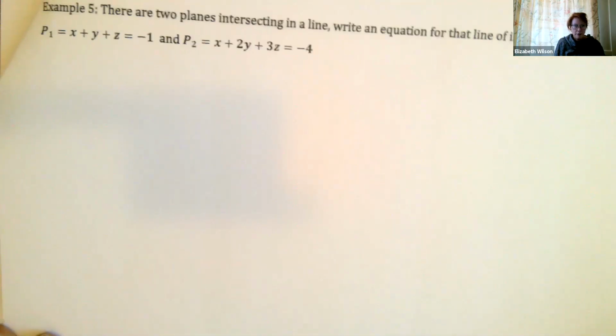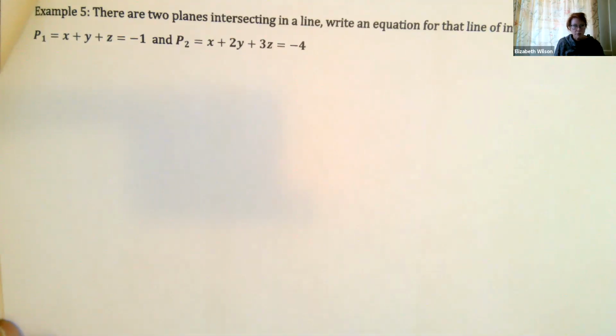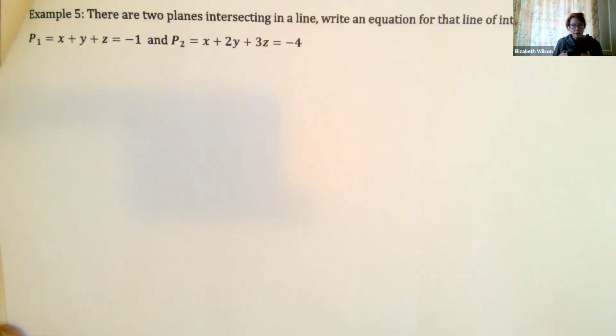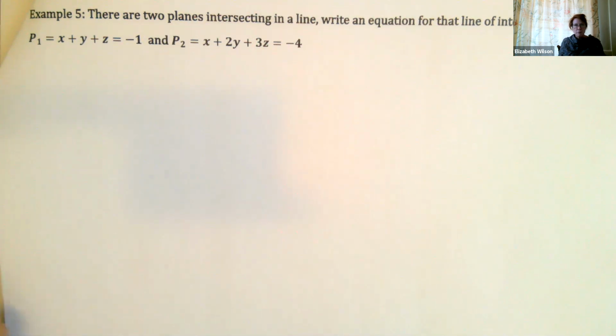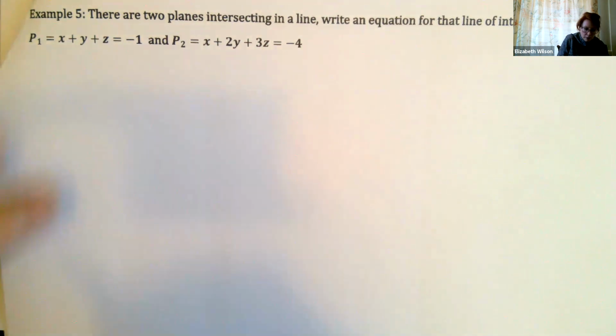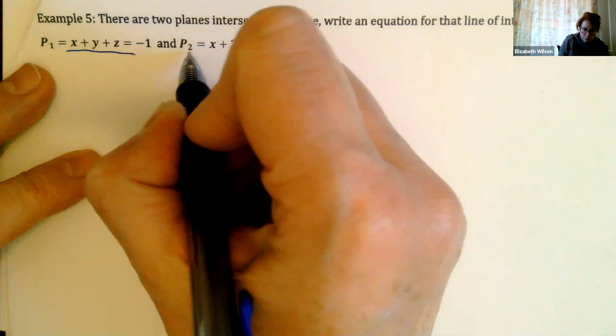Example 5. Example 5 is an interesting one. So we've got 2 planes. The 2 planes are intersecting each other, and they intersect in a line. And we want to be able to write an equation for that line of intersection. So I've got this plane and this plane.